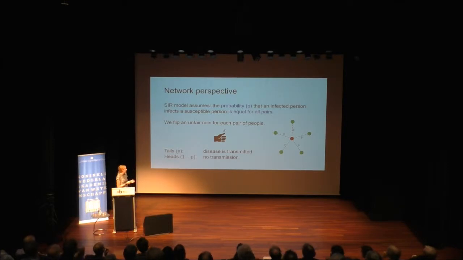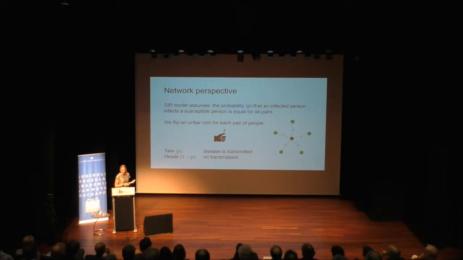So let's call this probability P. In case of a network, it looks like this. There's an infected person, and say there's just 5 other people in the network. Then the probability of infecting them is equal for all of them. That's the assumption. So let's see what happens.